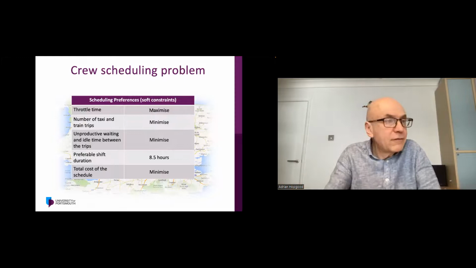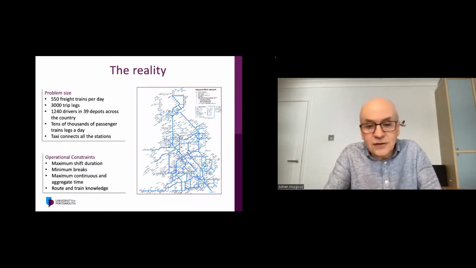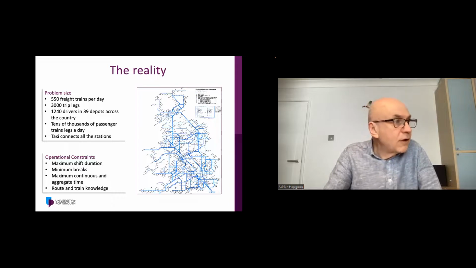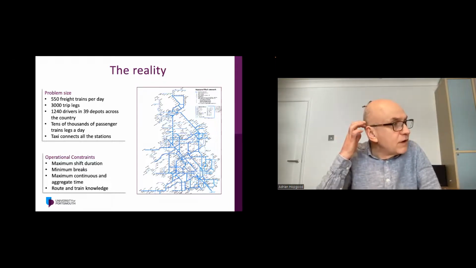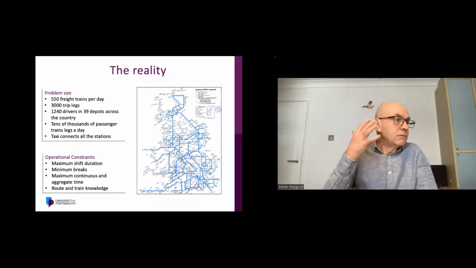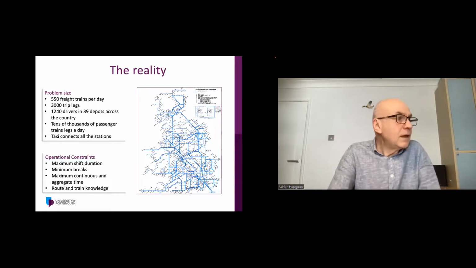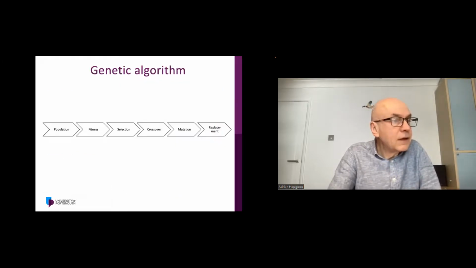At the same time, you're trying to maximize the throttle time, the proportion of time the driver's driving the train, minimize their taxi and train passenger trips, and minimize unproductive time. But the overall aim is to minimize the overall cost of the schedule that takes all of this into account. And it's a complex network. The United Kingdom is not a very large country, but it does have quite a complex rail infrastructure with 550 freight trains per day, 3,000 trip legs, and 1,240 drivers in 49 depots.